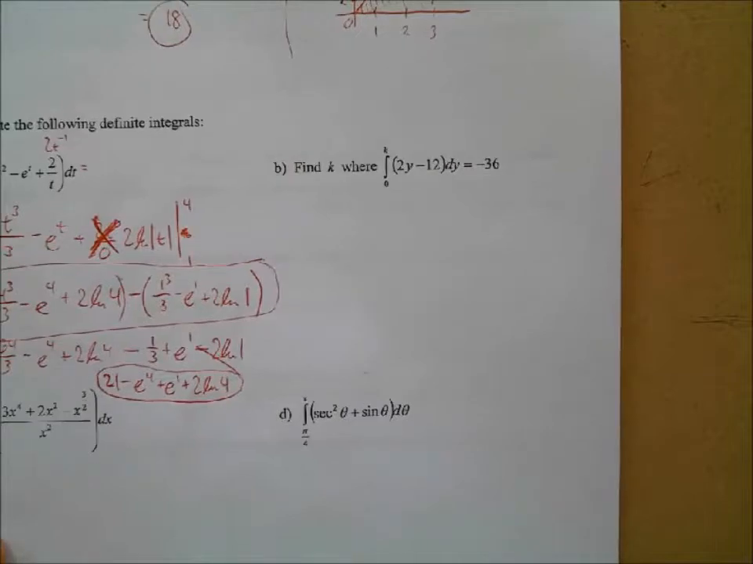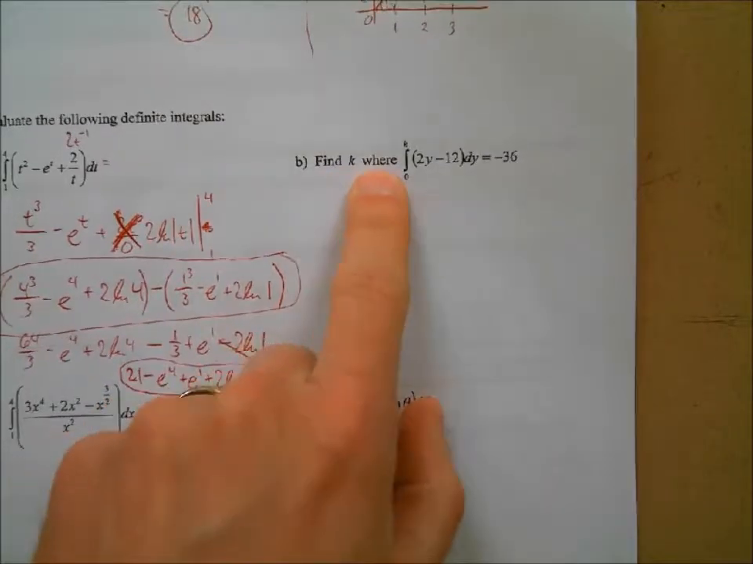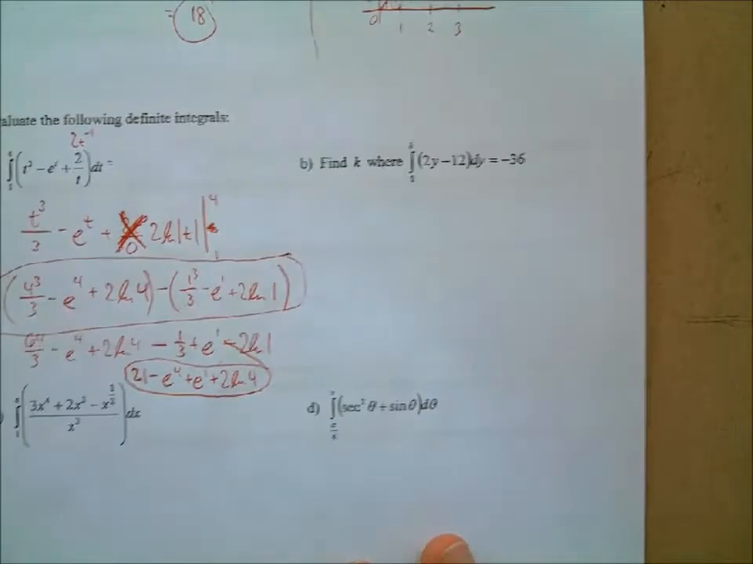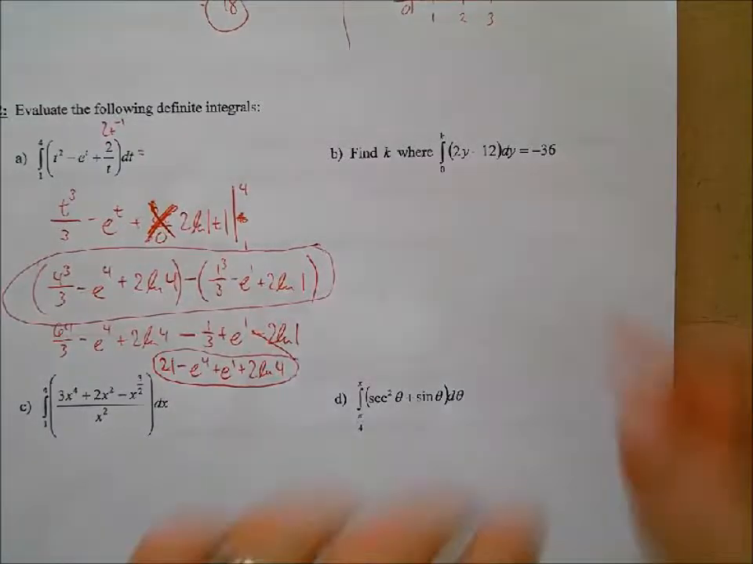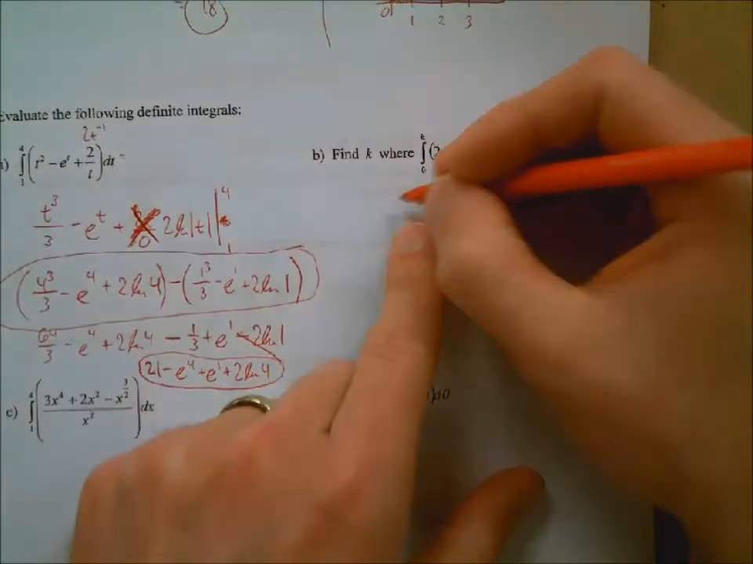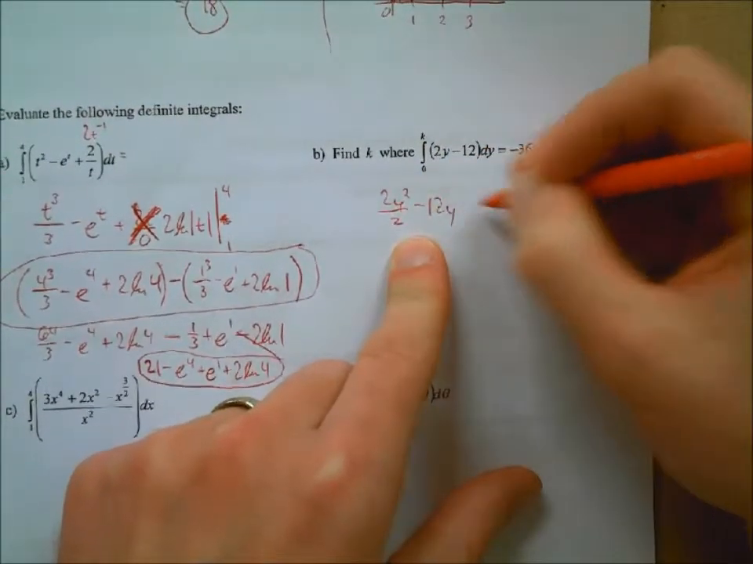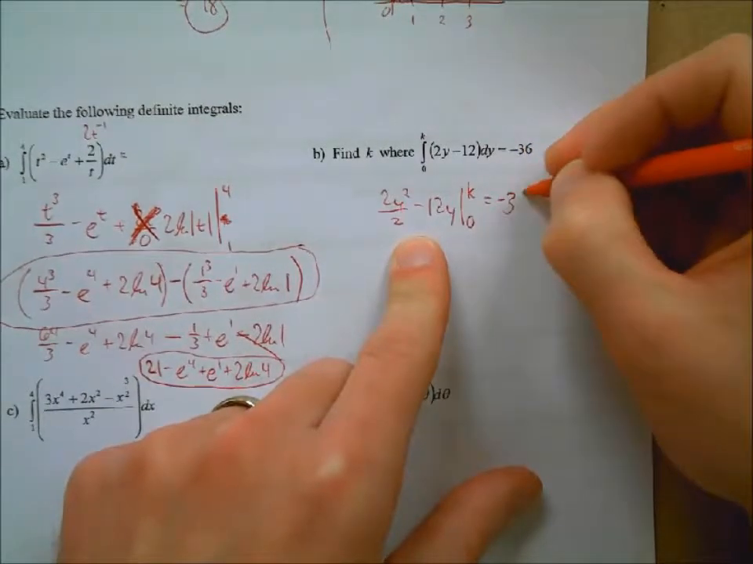All right, so now we want to find k. Find k where the integral from 0 to k of 2y minus 12 dy is negative 36. Okay, a little bit of a twist here now. So we're going to go ahead and integrate this. So integral of 2y becomes 2y squared over 2 minus 12y. We're going to evaluate that from 0 to k, and that's supposed to equal negative 36.